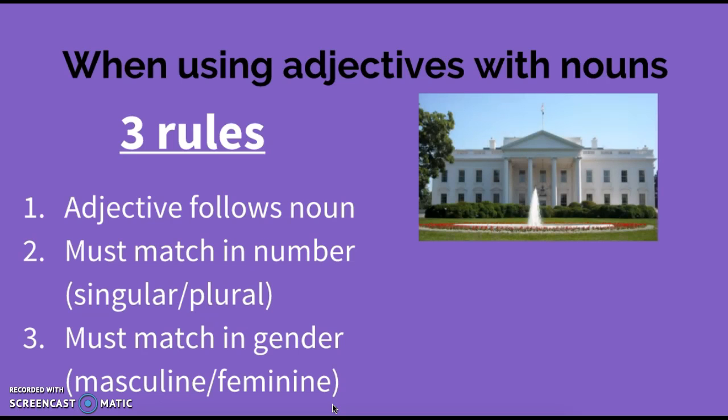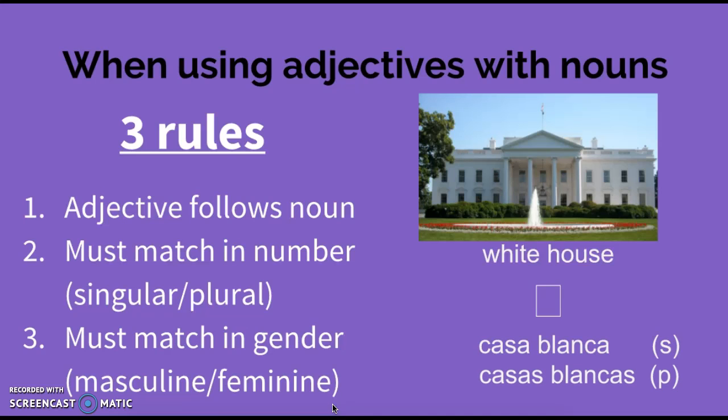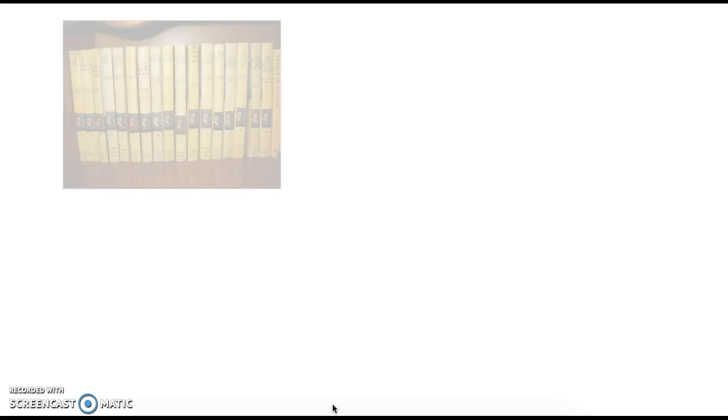Here's an example. In English, we call this the White House. In Spanish, however, we would flip those 2 words around because the adjective comes after the noun. So instead of saying blanca casa, we switch those around. So it's called casa blanca. And that would be the singular feminine way to say white with casa, because casa is singular and feminine. If we had more than one, then we would say casas blancas, so that's showing the plural form.